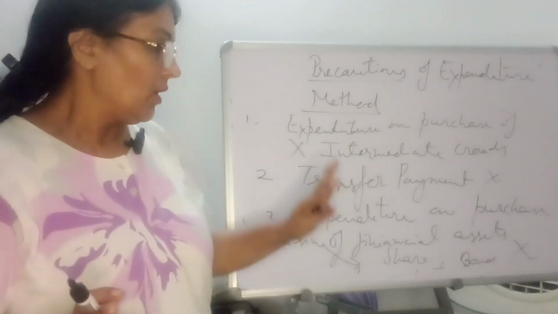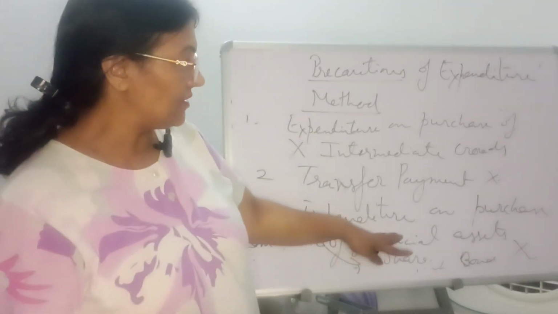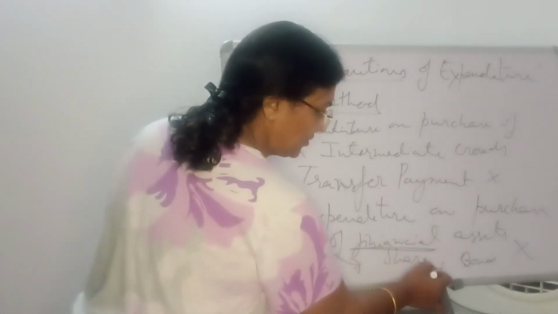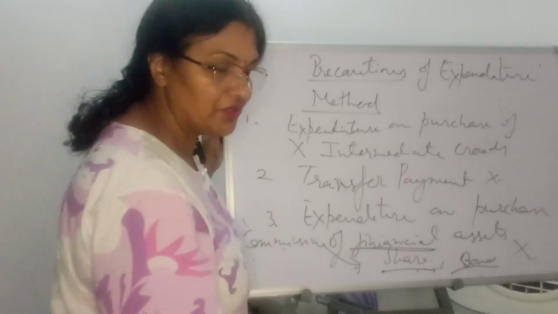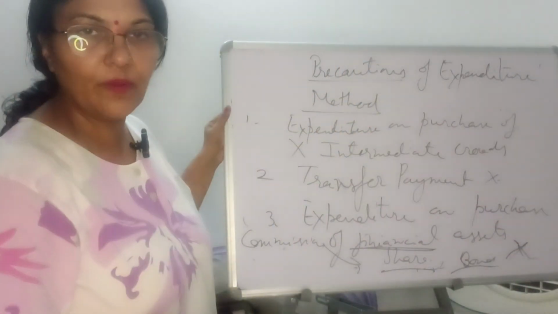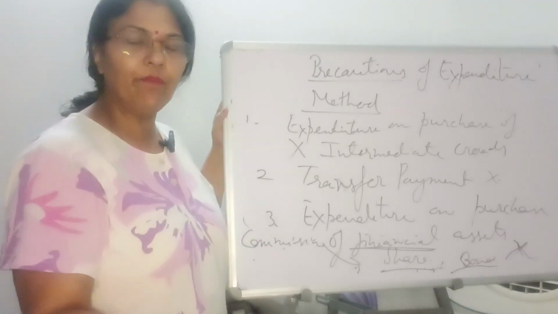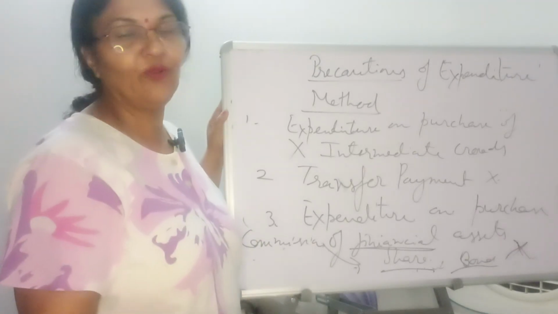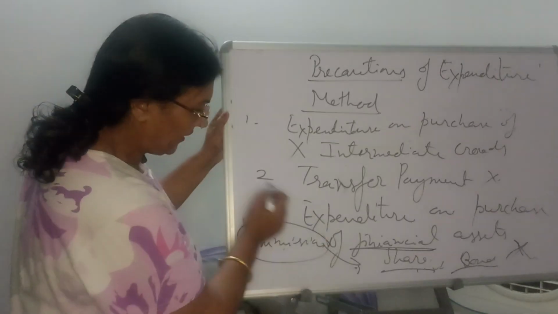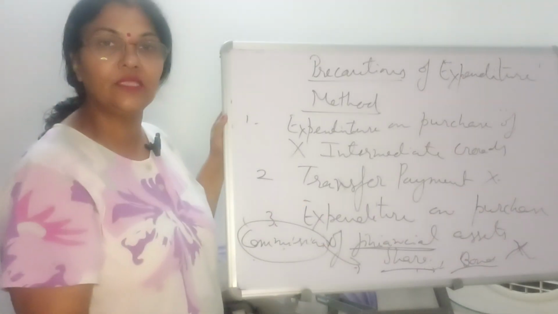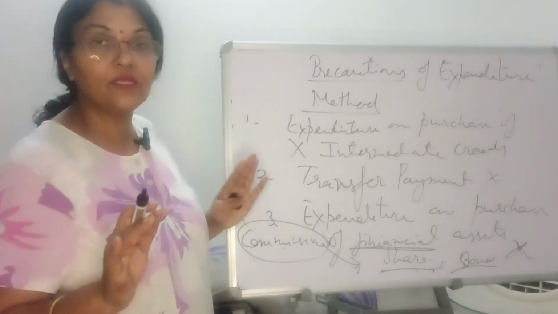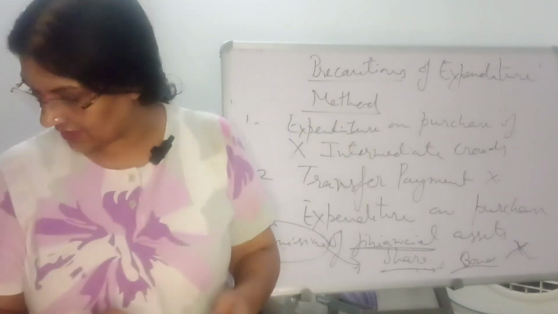It is to be added, while the expenditure which is done on the purchase of financial assets like shares, bonds, debentures is never added because it is a change of ownership, right? Mere paper claims do not contribute to the current flow of goods and services. Only the commission or brokerage paid to the agent for doing this purchase and sale activity is to be added because it is a productive service, right?